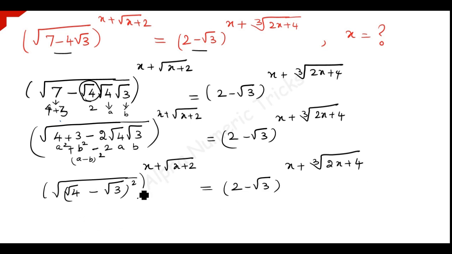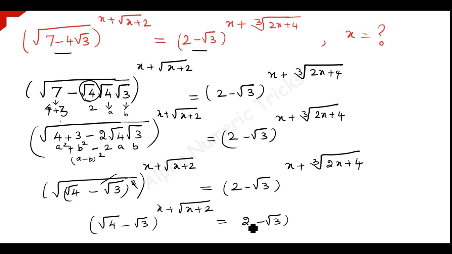Okay, so here this square root and this square get cancelled. So the left out term here is square root of 4 minus square root of 3, the whole to the power x plus square root of x plus 2, is equal to 2 minus square root of 3, the whole to the power x plus cube root of 2x plus 4. Okay, so what is square root of 4? Square root of 4, you know that is 2. So we have 2 minus root 3, here also 2 minus root 3. So we get the base the same.